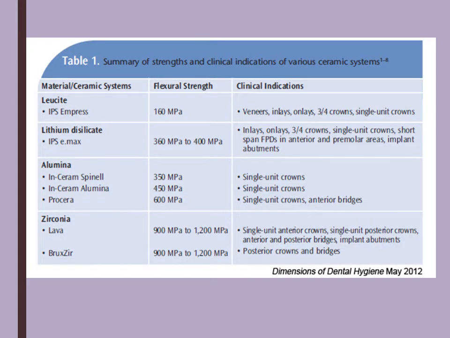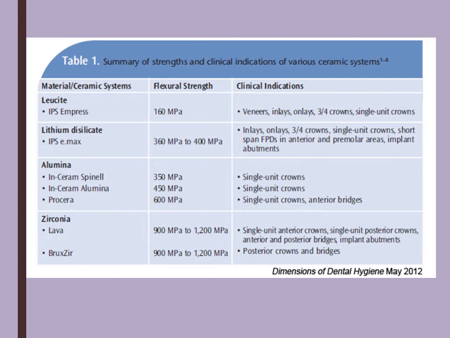Now let's look at this table, which consists of the different types of ceramics and their strength and the indications or the uses. Lucite, also known as IPS Empress, has a flexural strength of about 160 megapascals, and because the strength isn't very high, it is used mostly in veneers, inlays, onlays, 3/4 crowns, and single unit bridges.